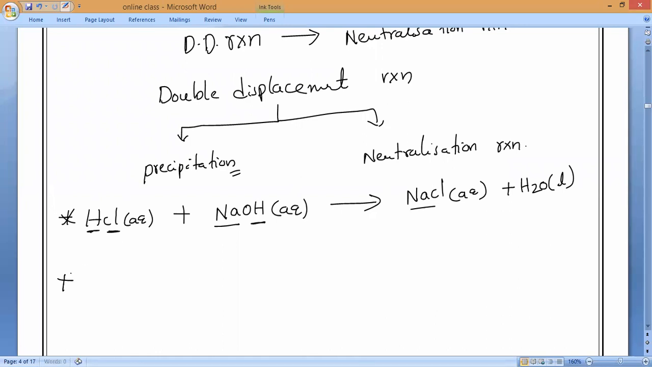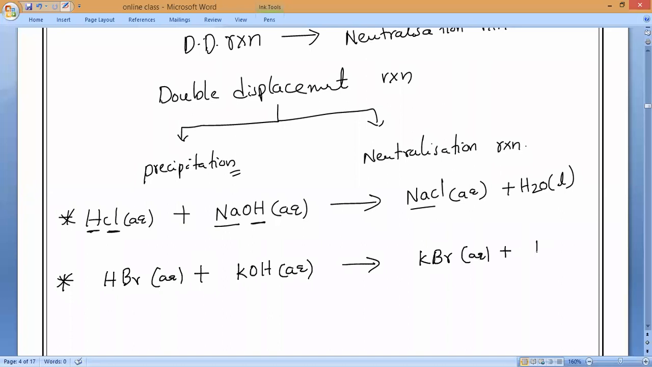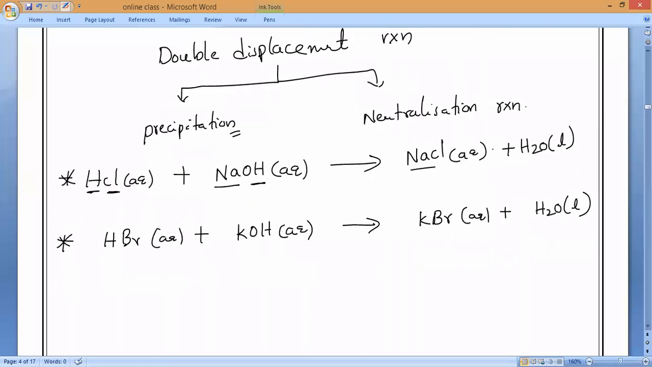Hydrogen bromide, you can take. HBr, which is an acid, will react with potassium hydroxide, which is a base. So what will come, guys? Potassium bromide, plus we are going to get what? Water. This is liquid state. Clear, everybody? Any doubt? Yes, sir, this is an example for neutralization reaction. This is also double displacement, Pradosh.